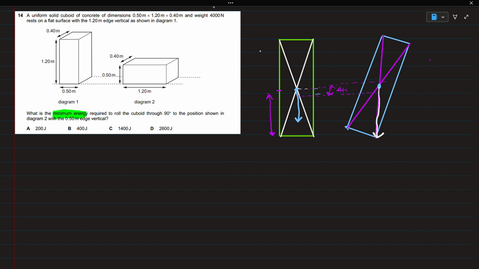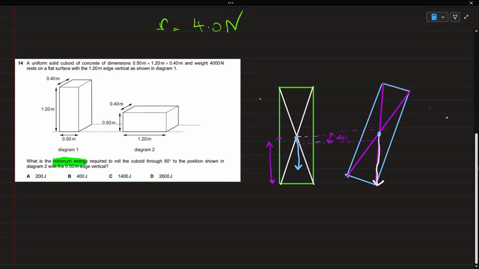Now, they've told us the dimensions of everything and the weight of this guy. Say this guy weighs about, you know what it weighs. Just going to roll up a bit. It weighs about 4,000 newtons and rests on a flat surface. Blah blah blah.